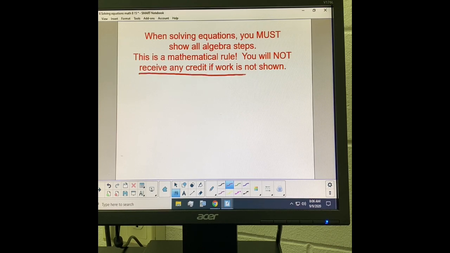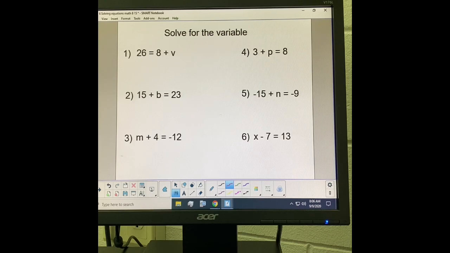If you do not show your work, you will not receive any credit. Please work on the next 6 questions. I recommend you stop the video and try these 6 questions on your own, and then check your work. I'm going to go through each of these 6 questions, and I'm showing all of the algebra that is required.